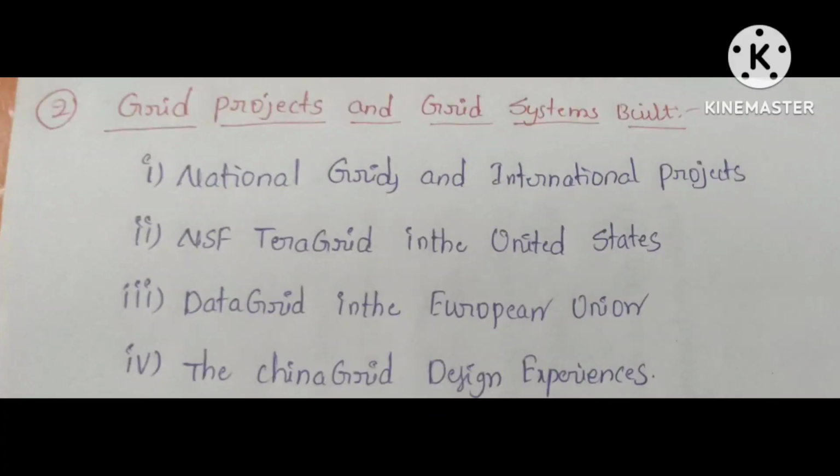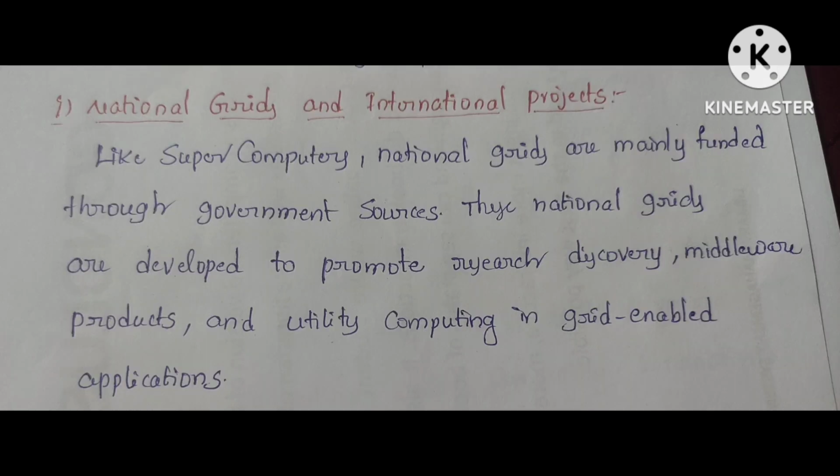The second topic in the 5th unit is grid projects and grid systems built. Under this, the first one is national grids and international projects. In this we are going to discuss two different types of grids, national and international projects. Second one is NSF TeraGrid in the United States, data grid in the European Union, and the ChinaGrid design. Actually, second, third, and fourth are the subtopics of the first one only. Means in the first one we will discuss national grids and international grids, right? So those are the examples of those grids.